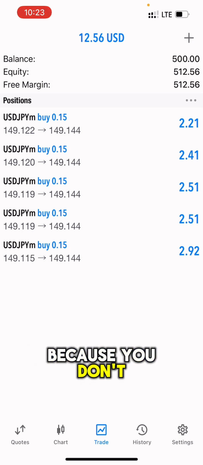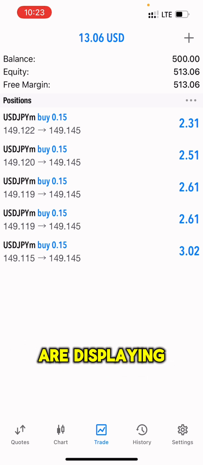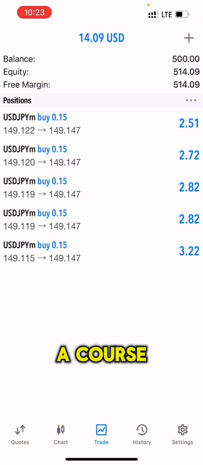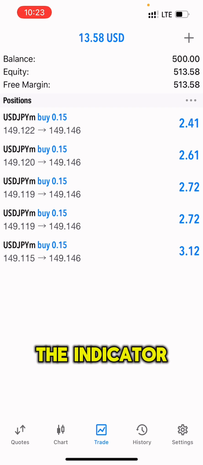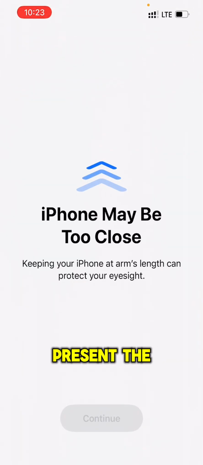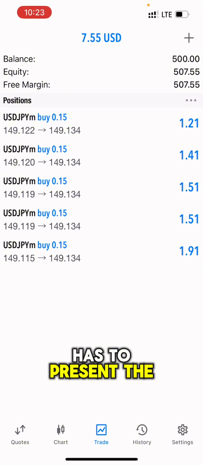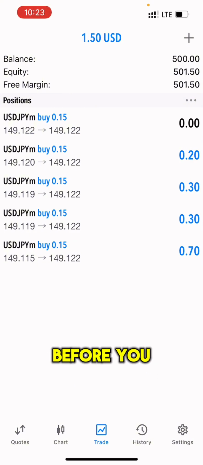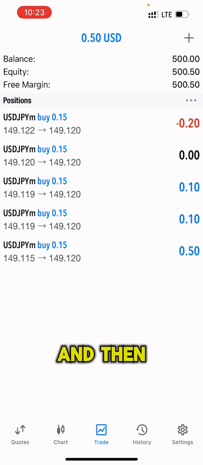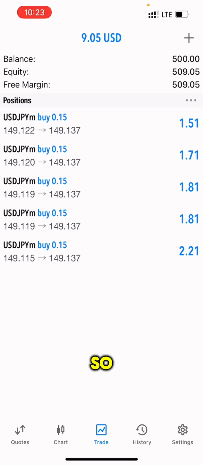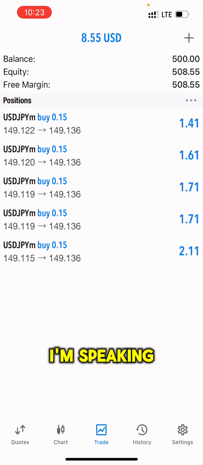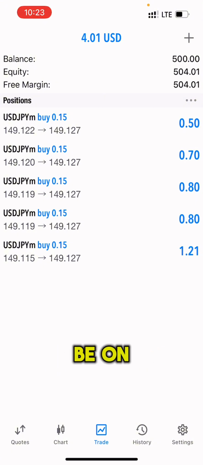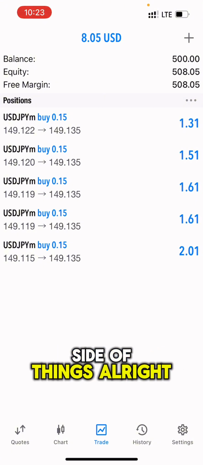Indicators lag because you don't know how to read the information that they are displaying to you. But if you do a course on how indicators work, you will realize that the indicator has to present the data first before you can actually read the data and then take decisions based on that. So this is the information that I'm leaving for you guys here. I'm speaking like this because I want you guys to be on the good side of things, all right?